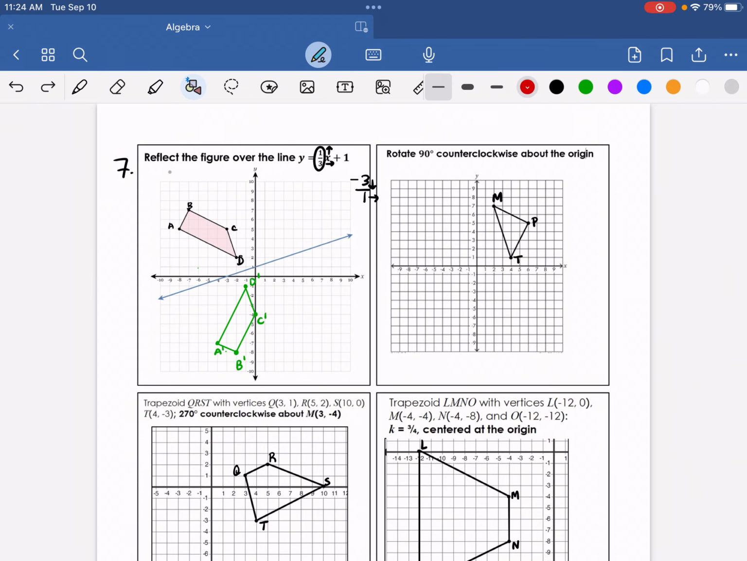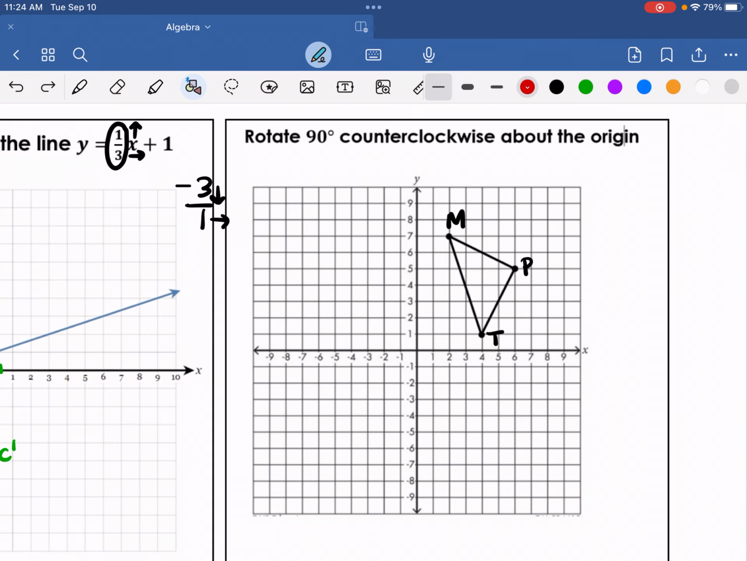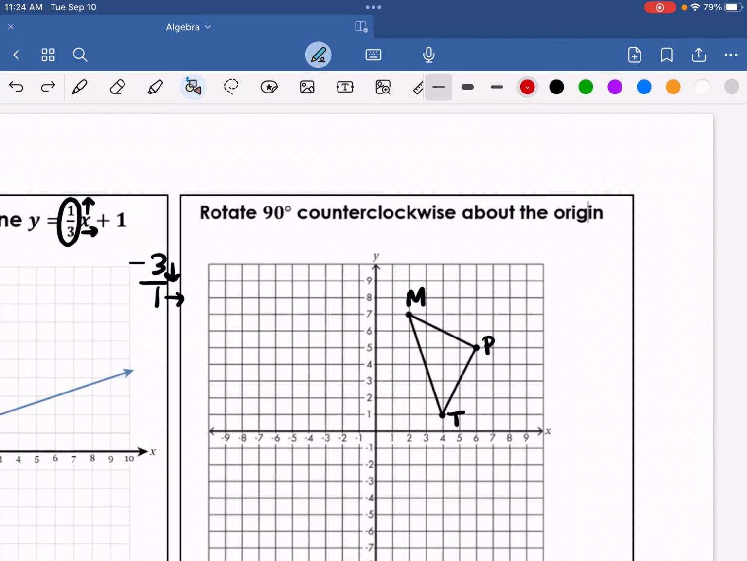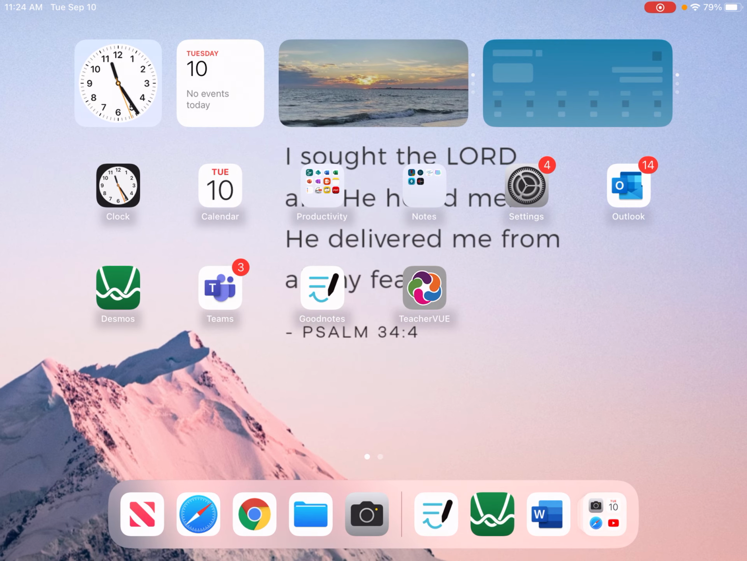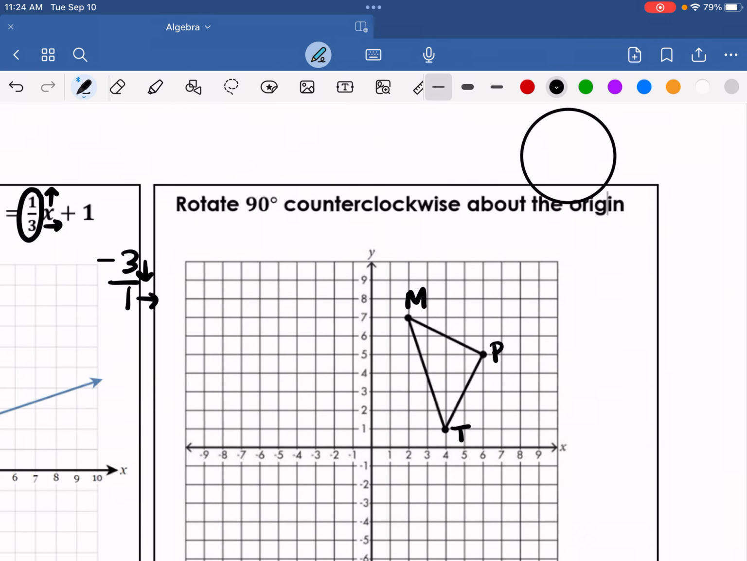Okay, let's do 8. So now rotating counterclockwise. If you forget what counterclockwise is, do like a small clock on your paper or something. If the clock said 12, it's going to go to 3. This is clockwise. Clockwise is turning your page to the right. That's what clockwise is.